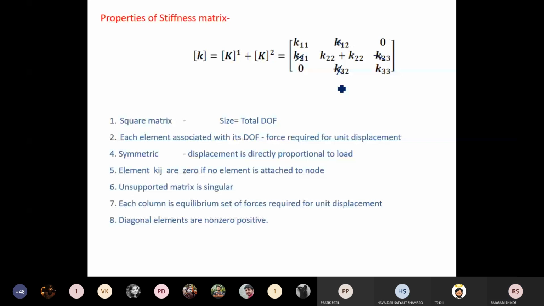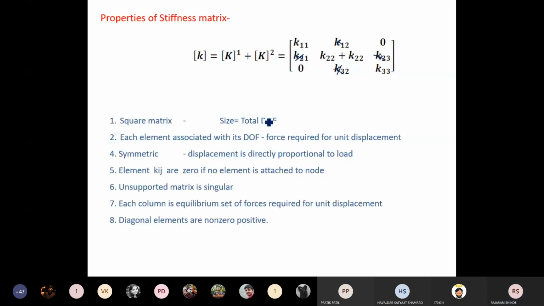Now, element Kij is 0 if no element is attached to the node i or j, meaning K11 is equal to 0 if that node is not attached to element number 2. Here K13 is 0, why? Because the third node is not connected to element number 1.